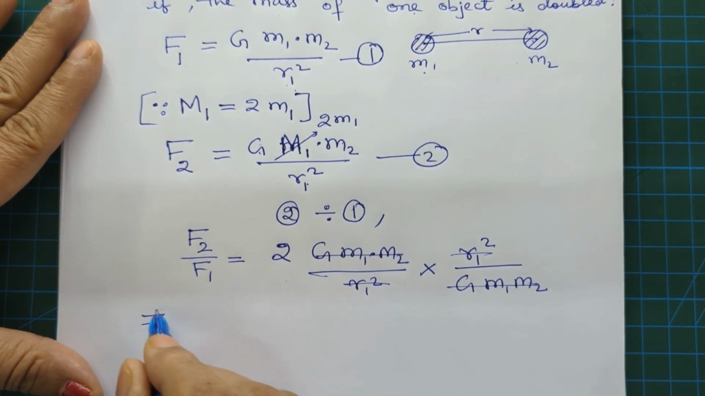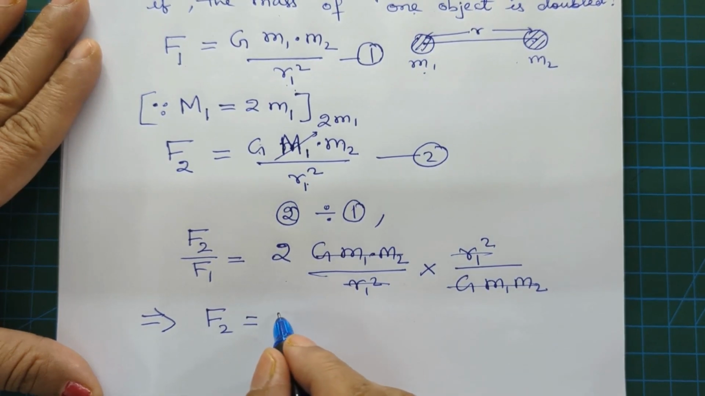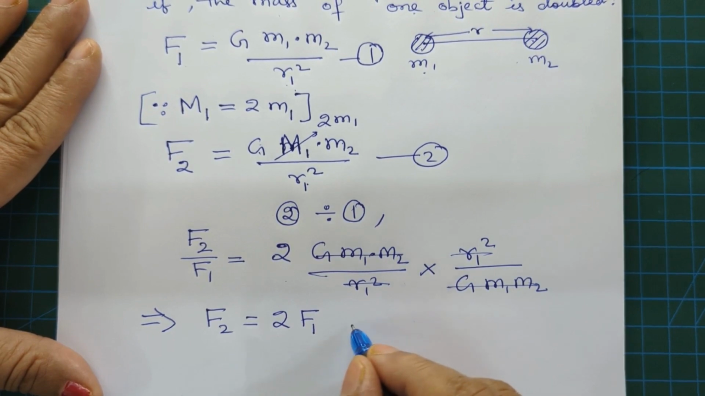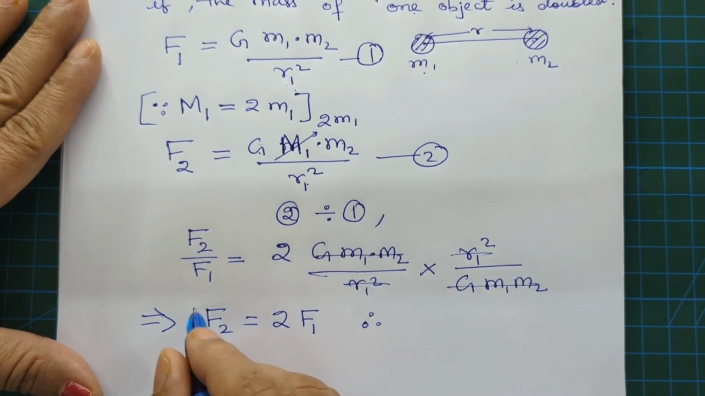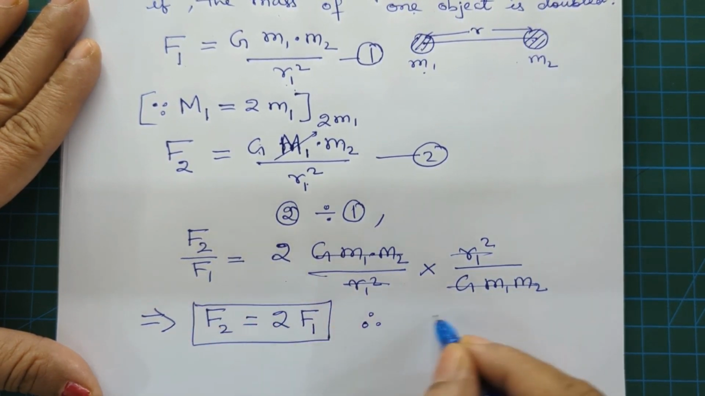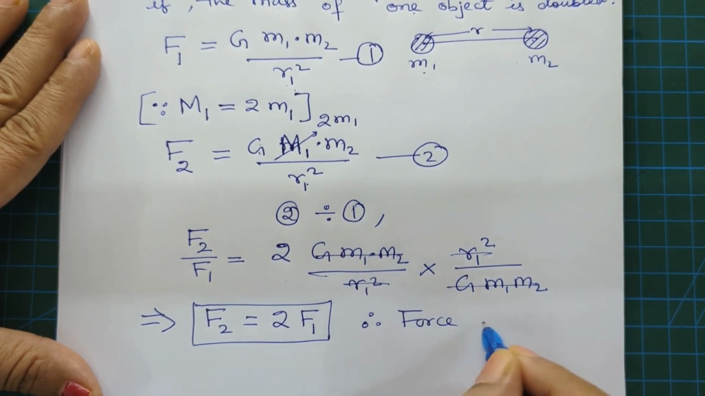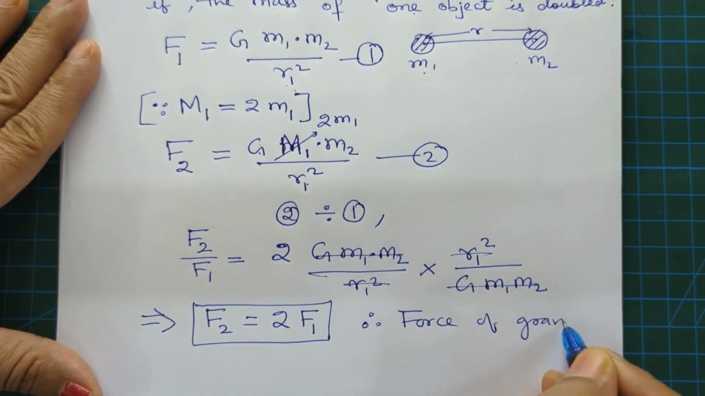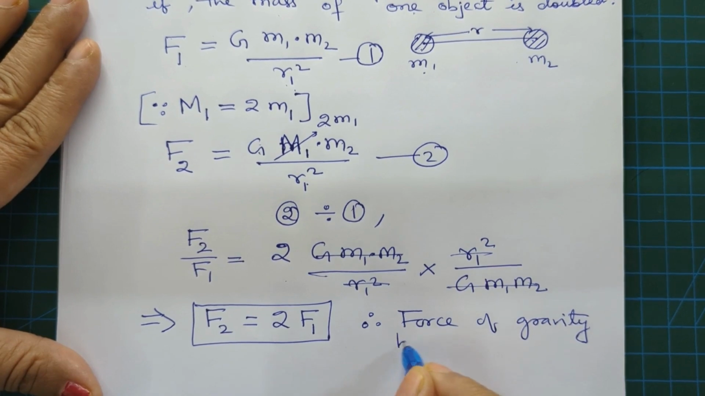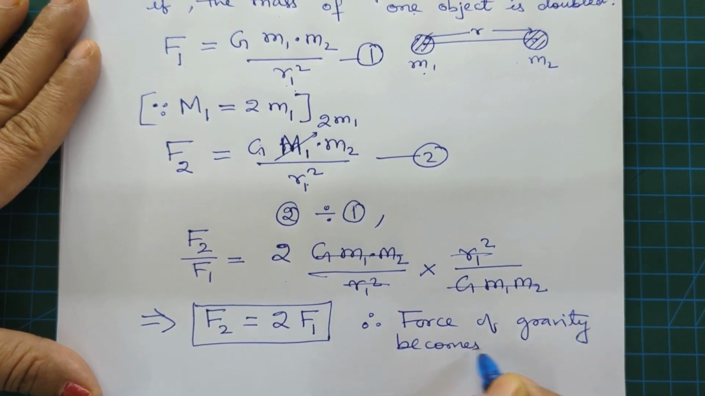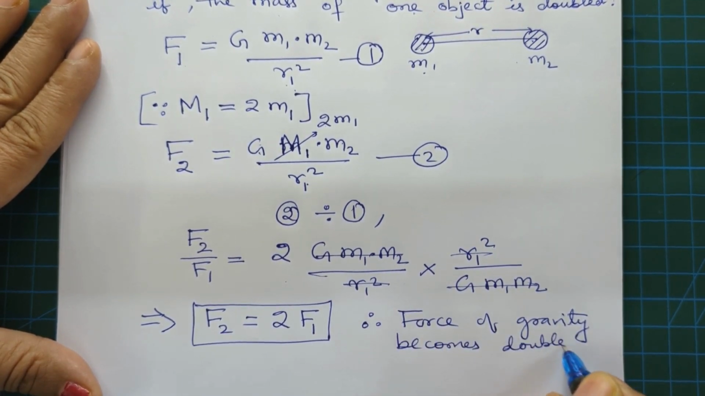So what happens to the force of gravity if just one mass is doubled? It becomes double the initial force of gravity. So we have to write a conclusion. The conclusion is: force of gravity becomes double the initial force of gravity.